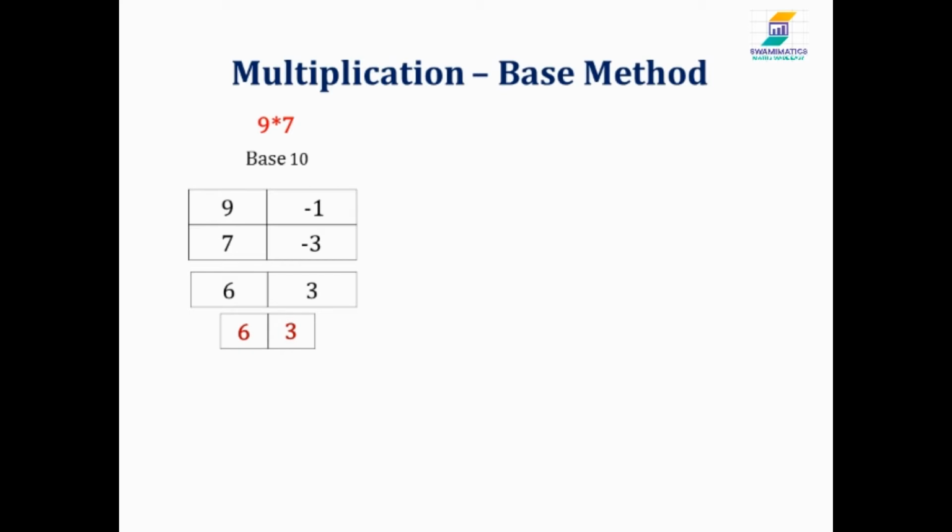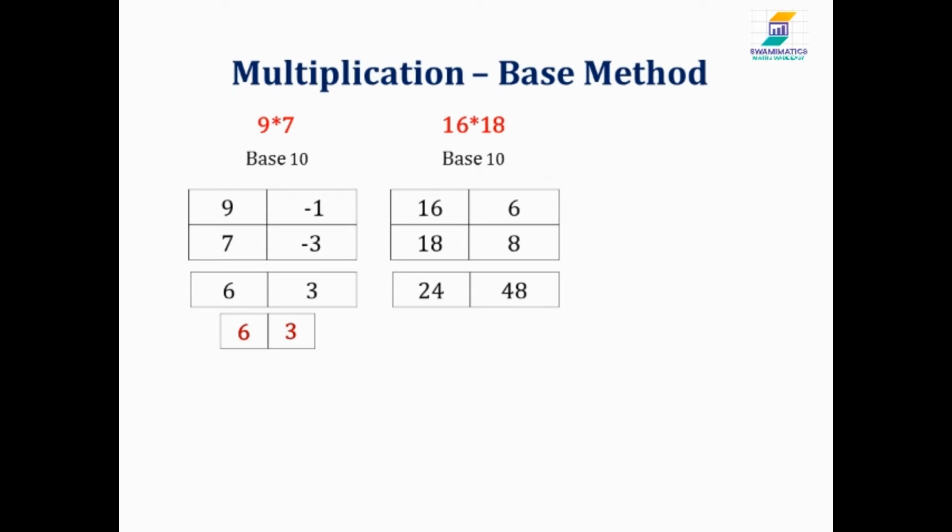Right? Let us take one more example, 16 and 18. Both the numbers are above the base 10. Right? So writing this 16, 18. Now the base is 10. So 16 is 6 more than 10 and 18 is 8 more than 10. When you do the cross operation, what is it? You get 16 plus 8 is 24 and 6 into 8 is 48.